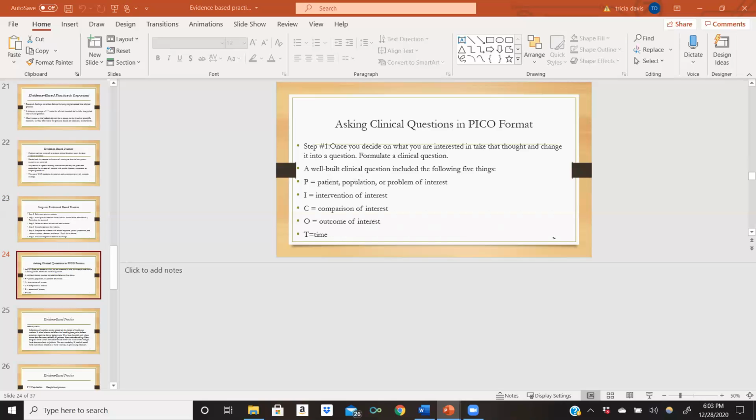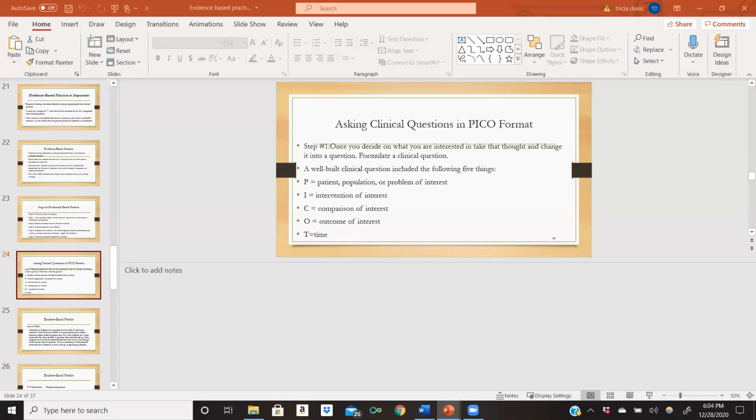So if we use the example of hourly rounding to decrease the risk of falls, well, then your population there would be your patient, right? Your P would be your patient. Med-surg patients, you could say. And then your intervention would be hourly rounding. Your comparison would be, does it decrease the risk of falls? And then your outcome, and improve patient satisfaction.